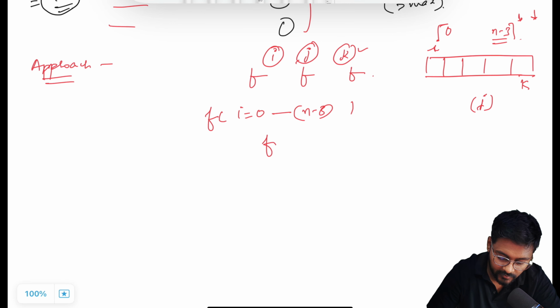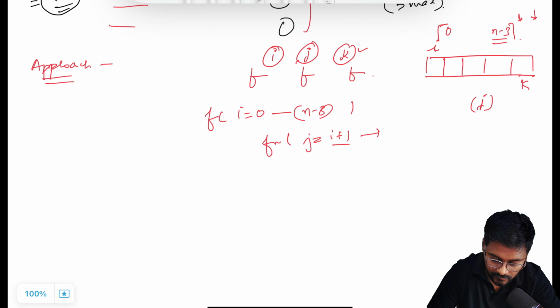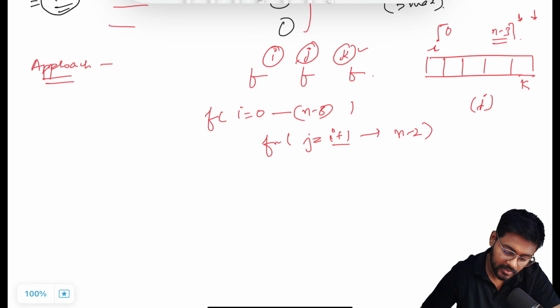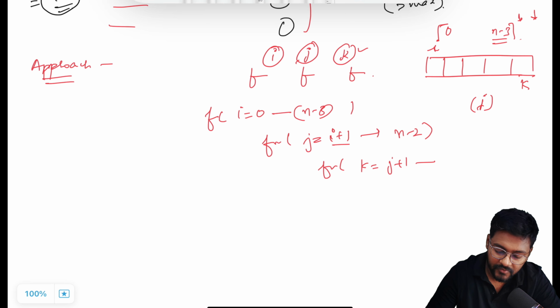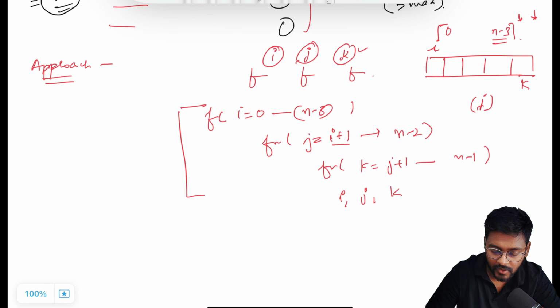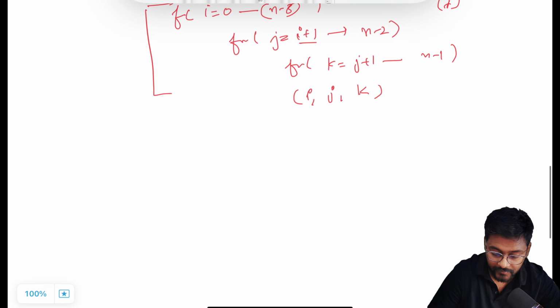Correct. Then what about j? j starts from i plus 1 and goes till n minus 2, from i plus 1 to n minus 2. And what about k? k starts from j plus 1, because we have to pick k after j, and k will go till n minus 1, the last element. So using these 3 loops, we are going to have all the possibilities of i, j, k.